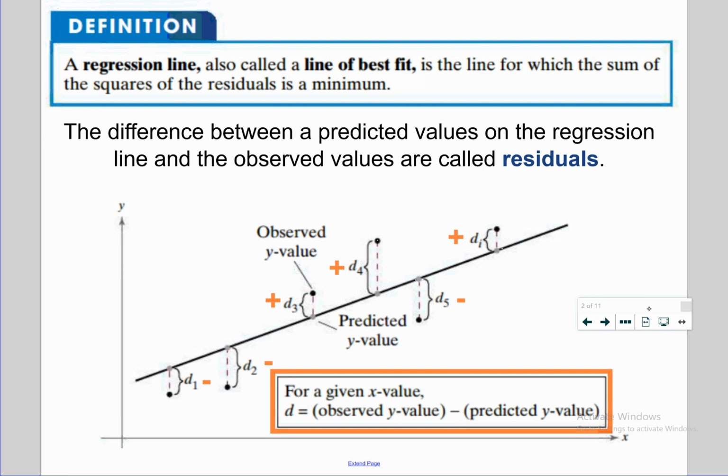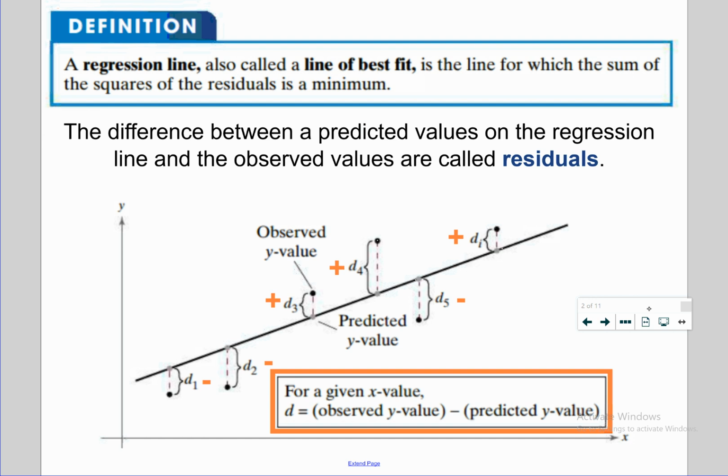So we talked a little bit briefly about a line of best fit, a line that would show the general trend in the data. So that's what we're going to be calculating today, that slope and y-intercept that'll give us that line of best fit. It's also called a regression line. First thing we talk about when we talk about a regression line is what are called residuals.